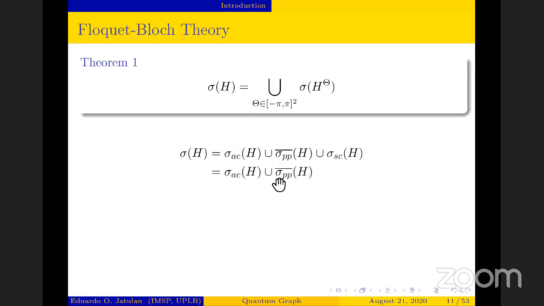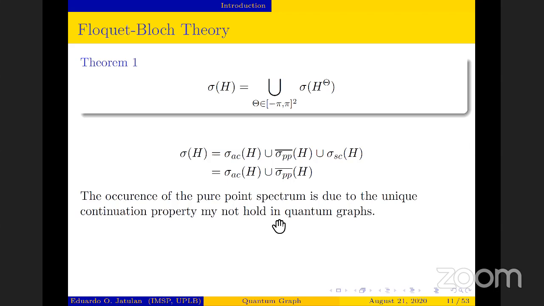As opposed to elliptic operators, where we know the spectrum is just absolutely continuous and we don't have pure point, in quantum graphs we can have a pure point spectrum. This is because the unique continuation property may not hold for quantum graphs. Okay, this unique continuation property is popular in elliptic operator theory.